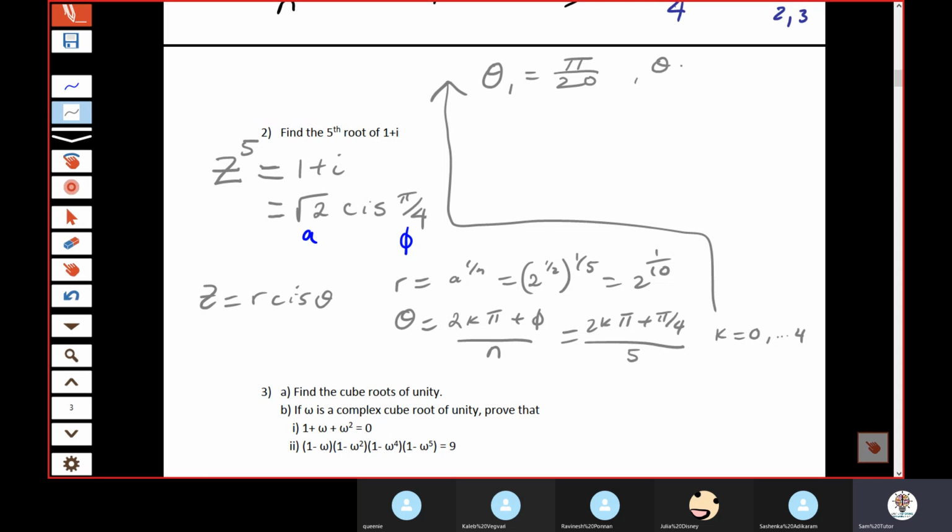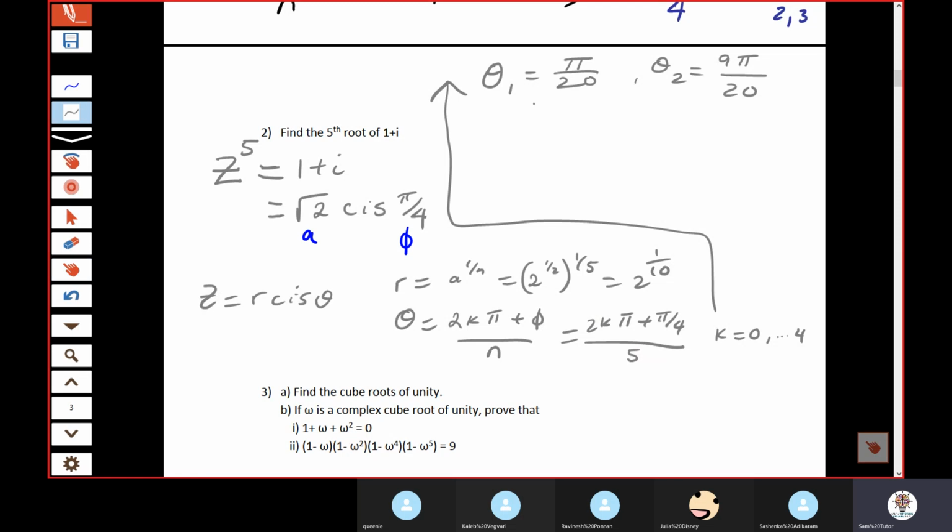Theta 2 becomes subbing in 1, so that's 2 pi plus pi on 4 on 5. 9 pi on 20. If you can't do it that fast, use your calculator. Forget the pi, so you just do 2 plus a quarter divided by 5. Otherwise, 2 times 4 is 8, plus 1 is 9. 9 pi on 20.